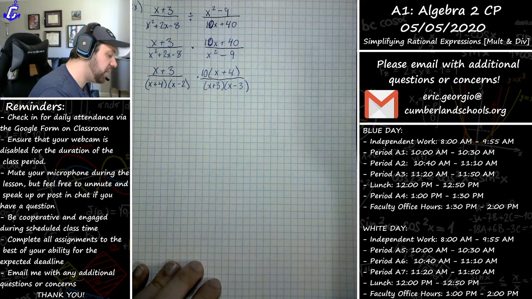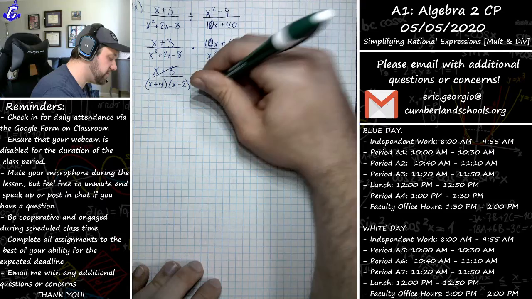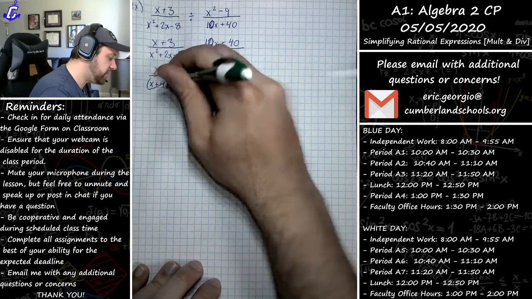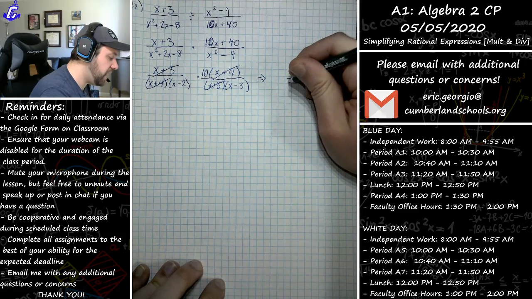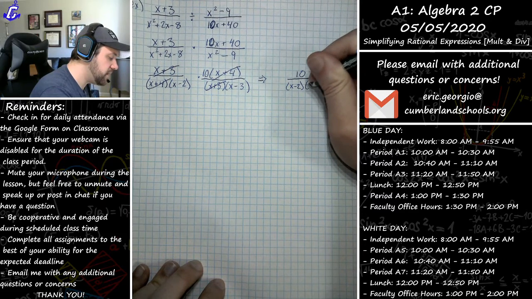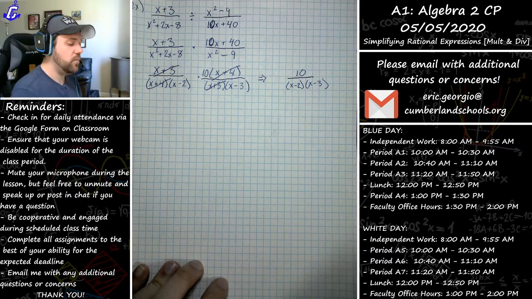We could now see all the canceling that occurs. x plus 3 cancels with x plus 3. x plus 4 cancels with x plus 4. And I can simplify this fraction down to 10 divided by x minus 2 times x minus 3. Okay?